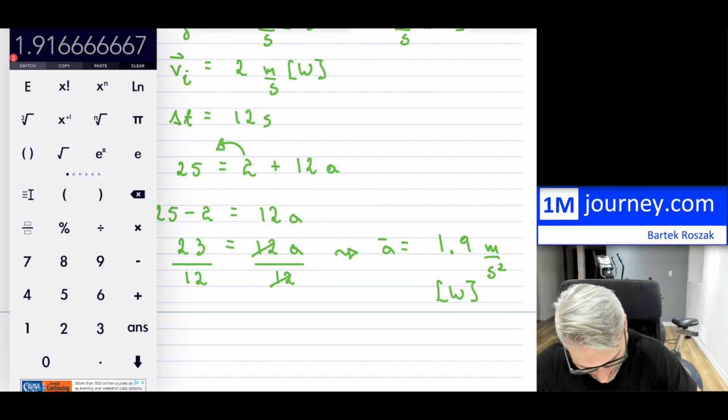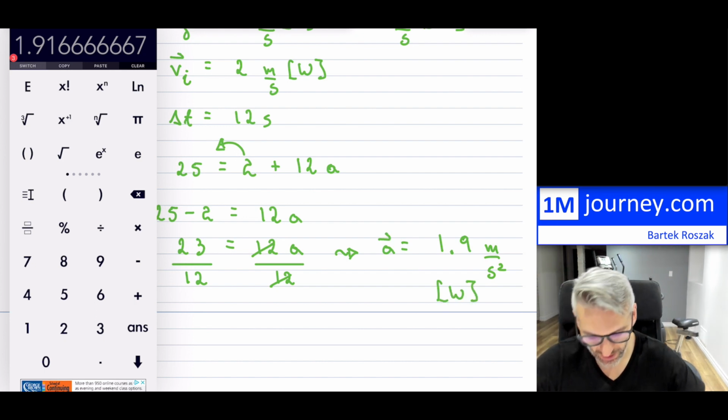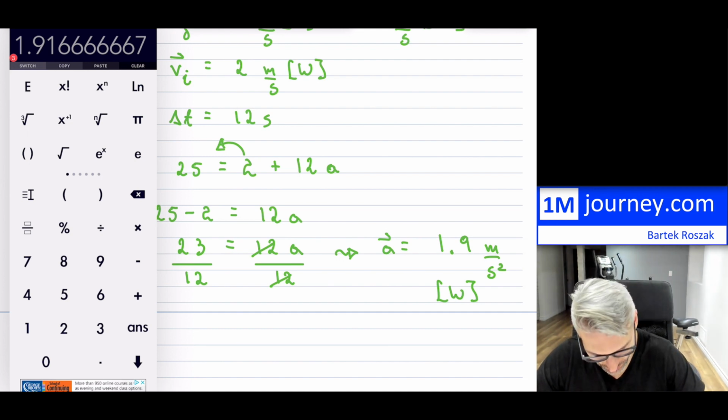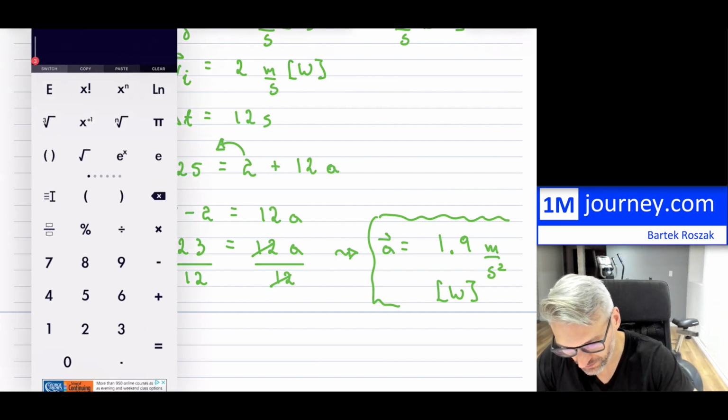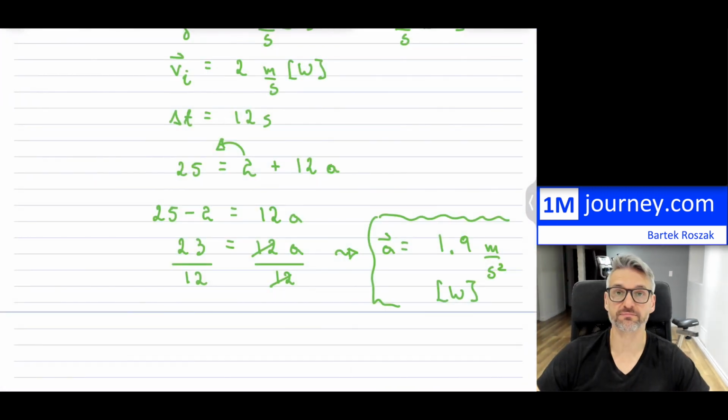All right, and now I'm going to put in the vector. You can write average if you wanted to. And there you have it. That would have been for this question. That is it for this one.